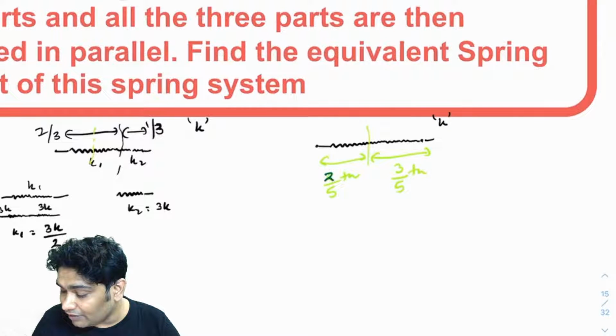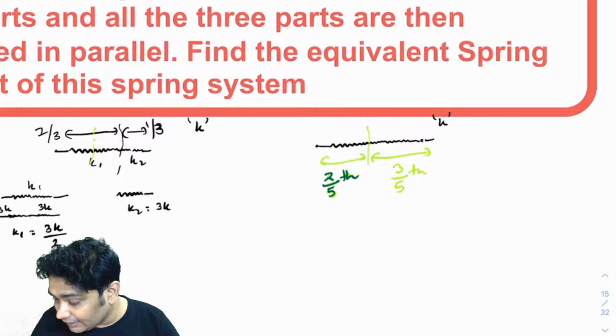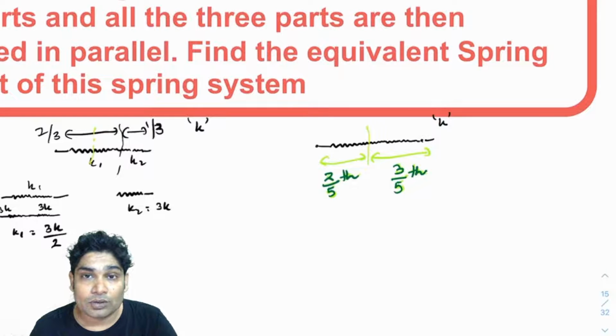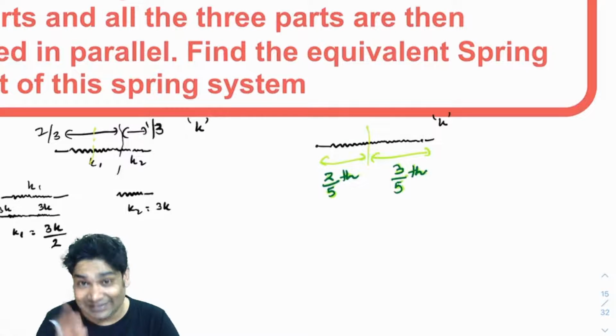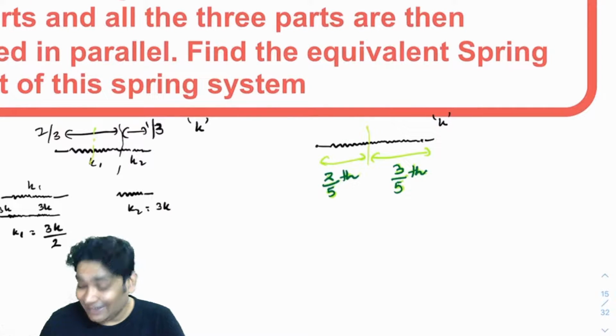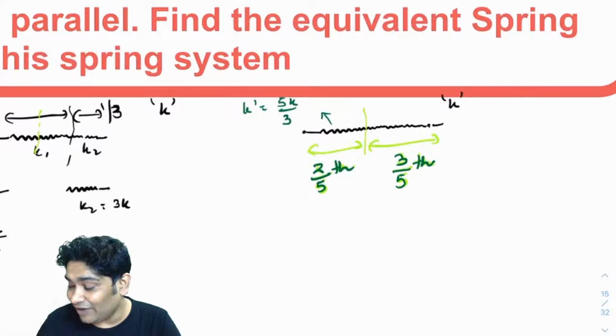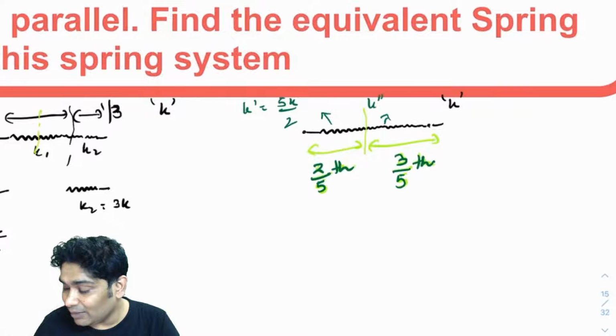So one length is 2/5 of the original spring, and the second length is 3/5 of the original. What will be the spring constants of the two individual parts? Find the spring constants of the individual parts. Yes, Mahendra has immediately given me the correct answer. Yes, absolutely, this part would have a spring constant K dash equals 5K by 2, and this would have K double dash as 5K by 3.